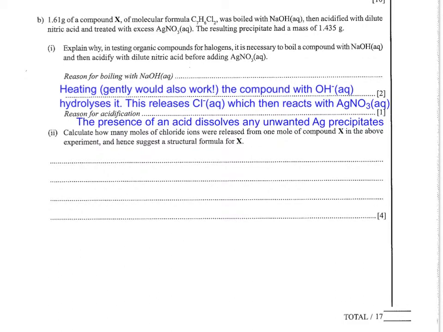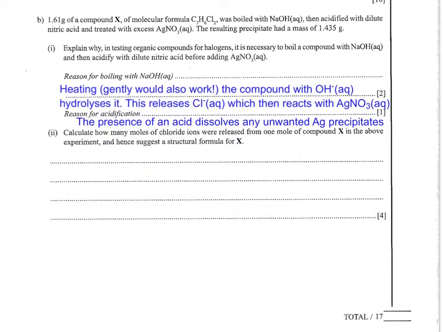The presence of an acid dissolves any unwanted Ag precipitates. If you remember, silver compounds tend to be insoluble in water. Silver nitrate is a bit of an exception. Most silver compounds tend to be insoluble in water, which is the whole point of the silver nitrate test, because you want a chloride or a bromide or an iodide precipitate.